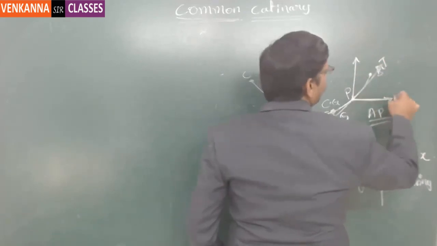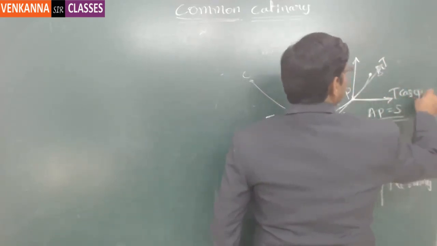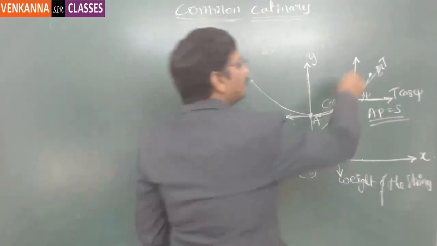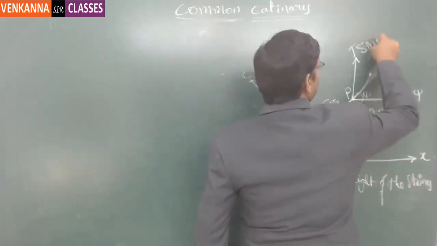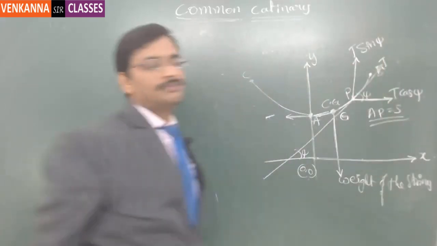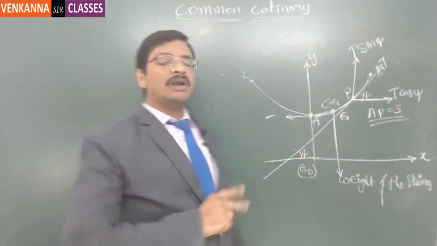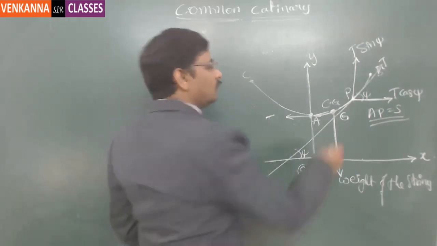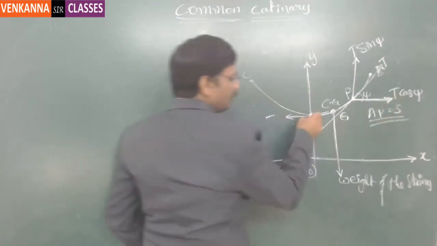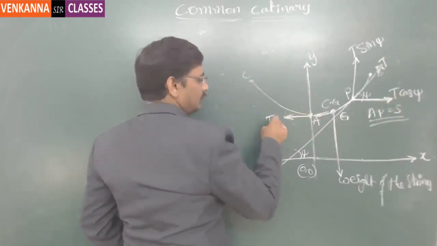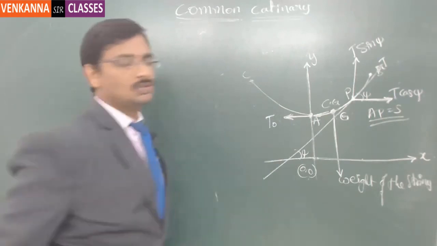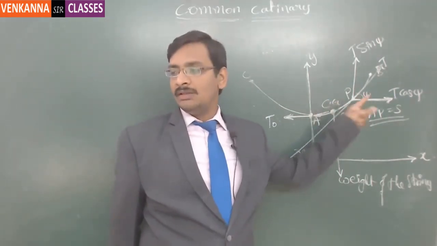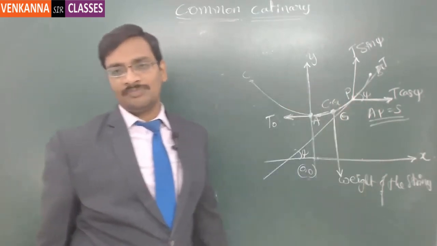So the horizontal component will be T cos psi, because this makes angle psi, and the vertical component will be T sin psi. Now there are two different horizontal forces and two different vertical forces here. One horizontal force is T cos psi and the other is T naught, which is acting opposite to T cos psi. For the equilibrium of this length AP, these horizontal components have to be the same.